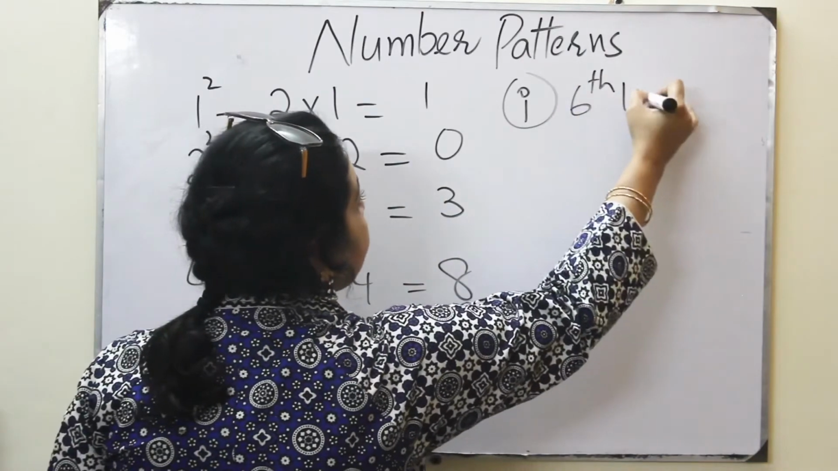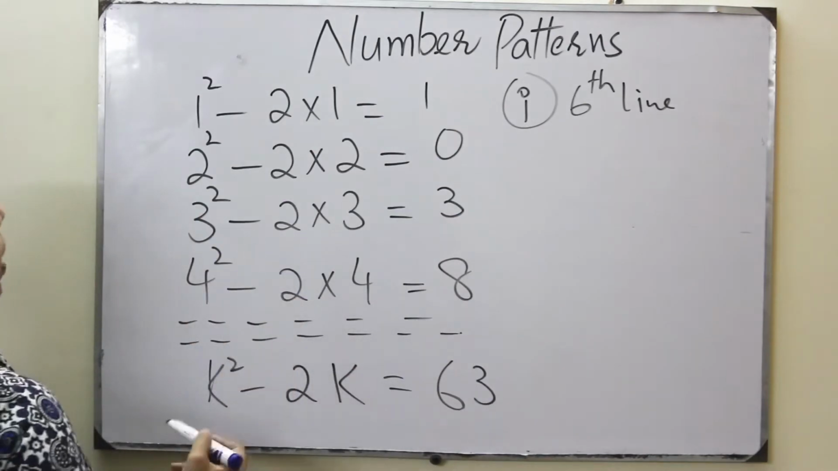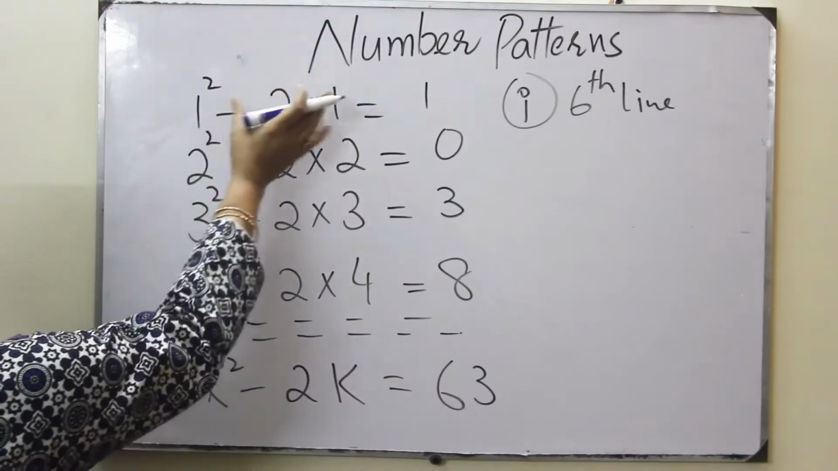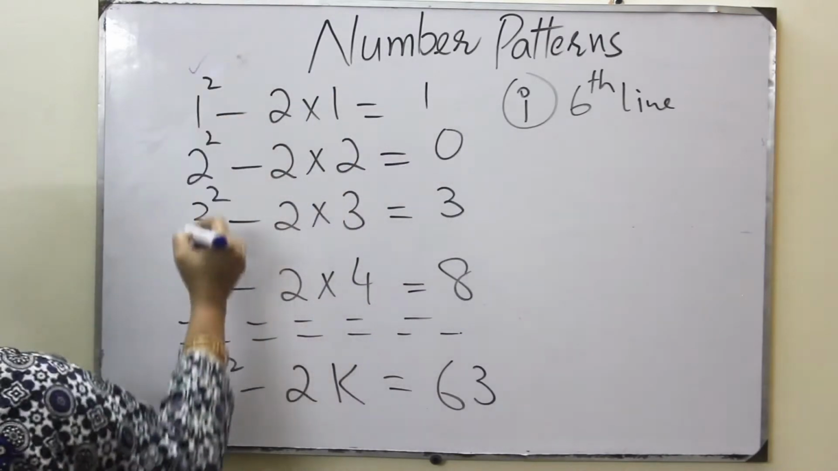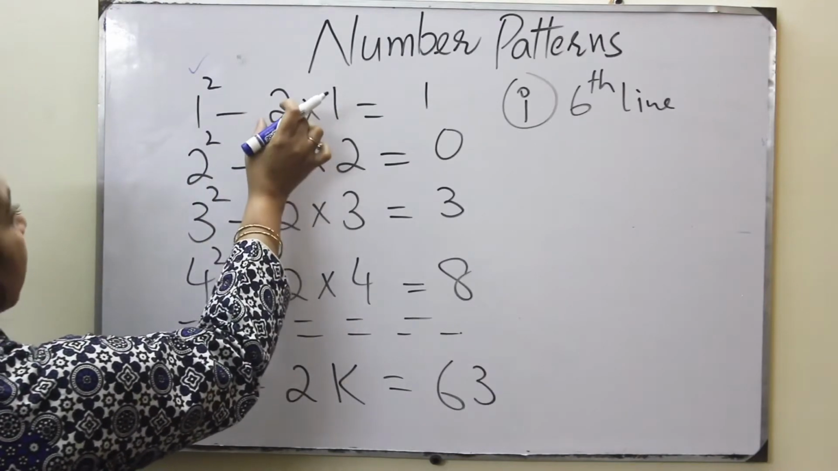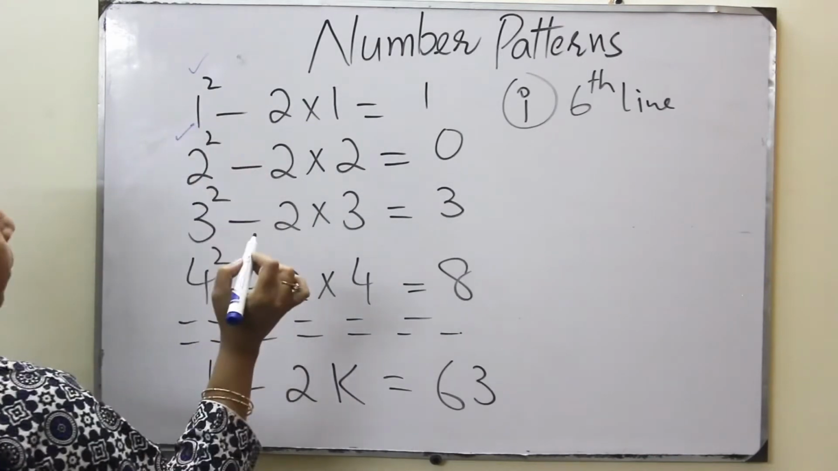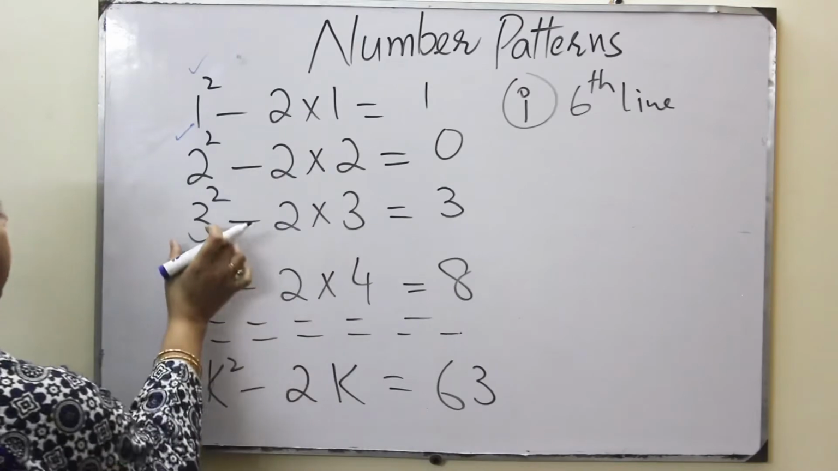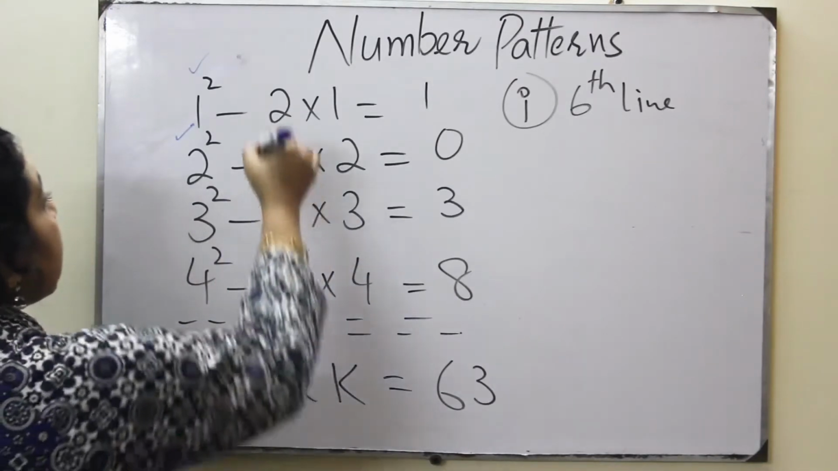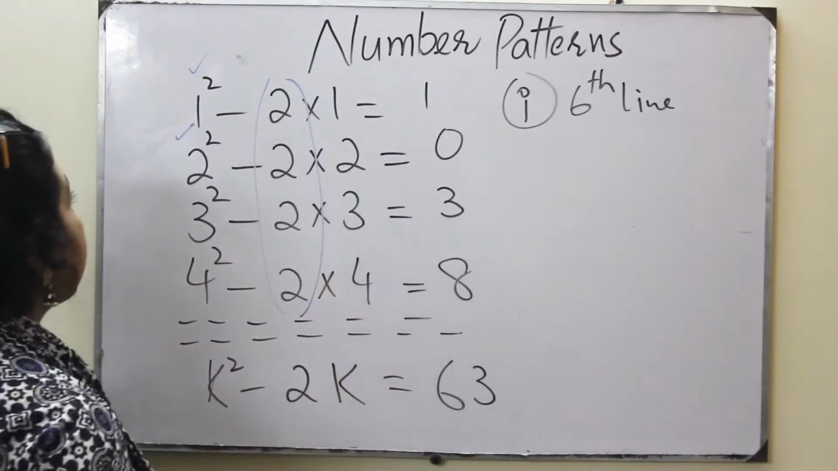Okay, when we find the sixth line, we shall first observe or read our pattern. When we study it, we can see that the first line starts from 1 and then we subtract twice 1. In the second line we start with 2 and subtract twice 2. Similarly in the third line we start with 3 square minus twice into 3. So this is the same along with 1, 2, 3, 4. Here there is the square of 1, 2, 3, 4.